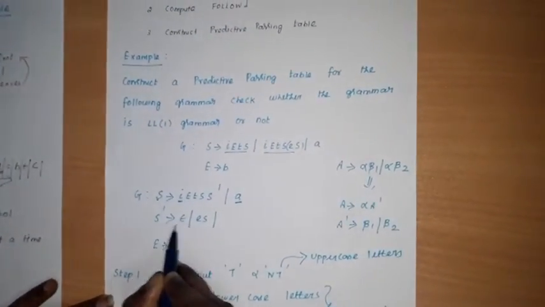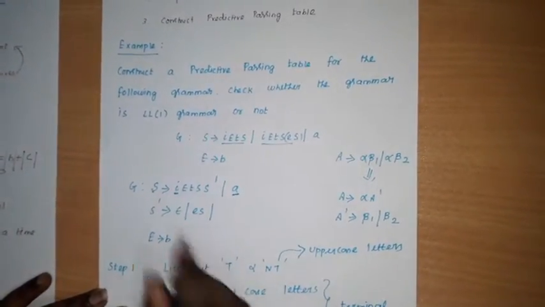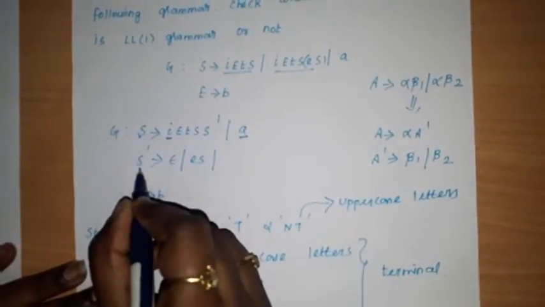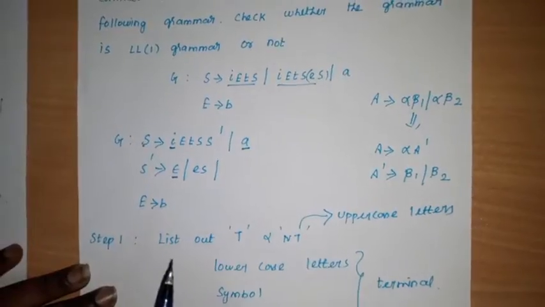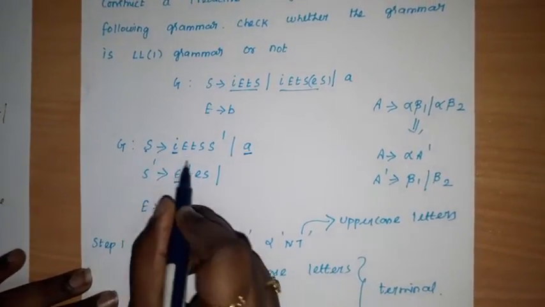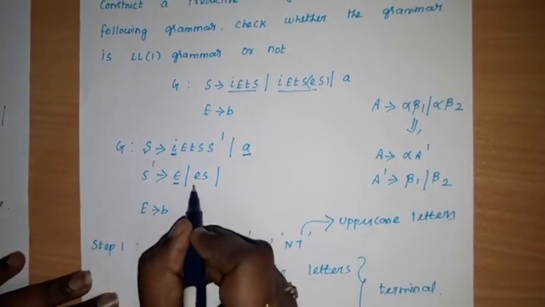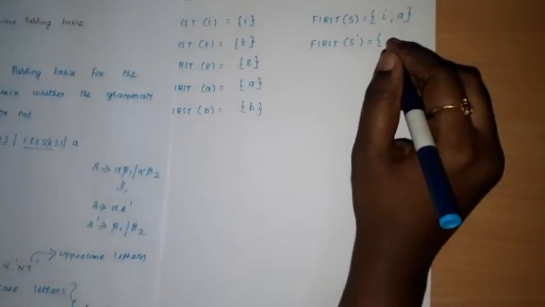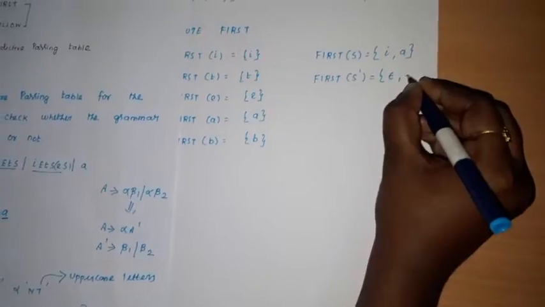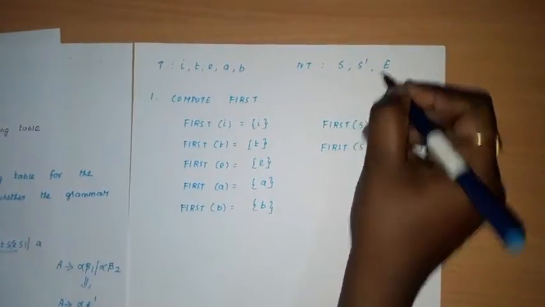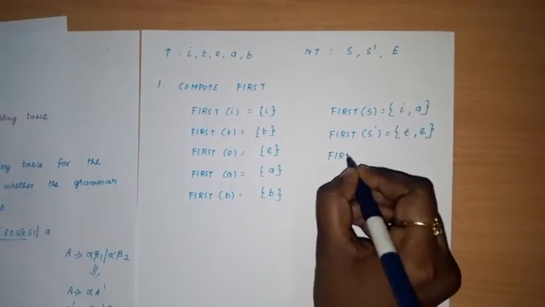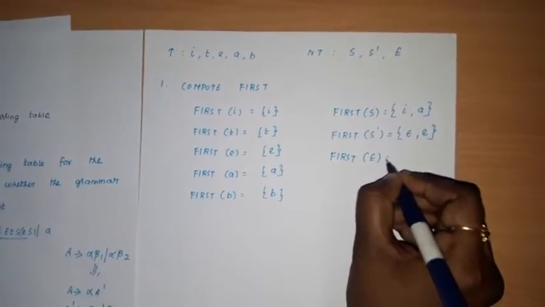Here also, what is the first symbol in the right side production of the particular non-terminal symbol? Here the first symbol is terminal epsilon. Then the second production of S dash, the first symbol is terminal e. So first of S dash is epsilon comma small e. Then find out first for the non-terminal symbol, first of capital E.